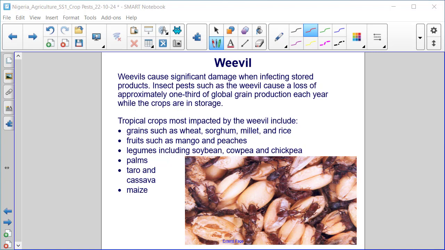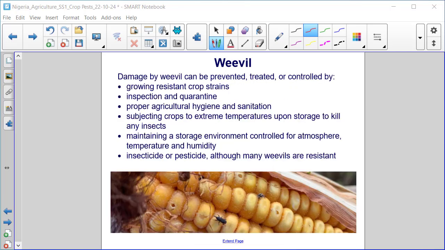Weevils cause significant damage when infecting stored products. Insect pests such as the weevil cause a loss of approximately 1/3 of global grain production each year while the crops are in storage. Tropical crops most impacted by the weevil include grains such as wheat, sorghum, millet, and rice, fruit such as mango and peaches, legumes including soybean, cowpea, and chickpea, palms, taro, and cassava, maize.